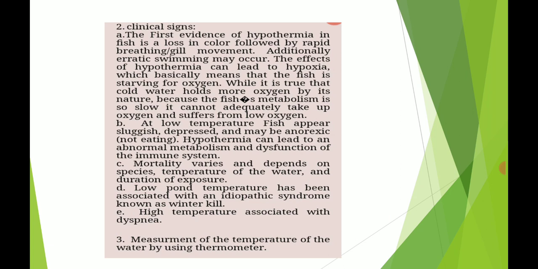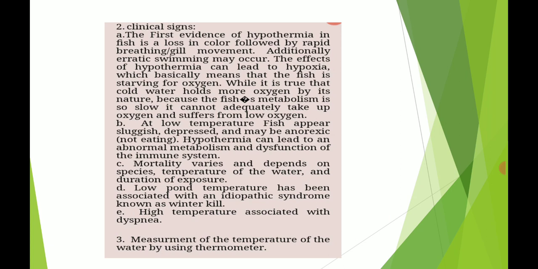The first evidence of hypothermia in a fish is a loss of color followed by rapid breathing and gill movement. Then erratic swimming may occur. The effects of hypothermia can lead to hypoxia, which basically means that the fish is starving for oxygen. While it is true that cold water holds more oxygen by its nature, because the fish's metabolism is so slow, it cannot adequately take up oxygen and suffers from low oxygen, causing hypoxia.